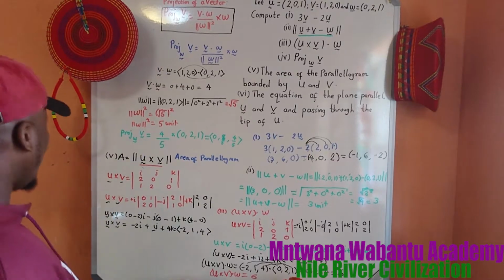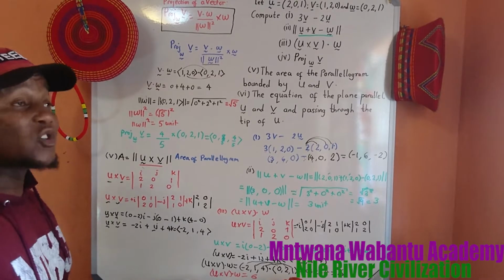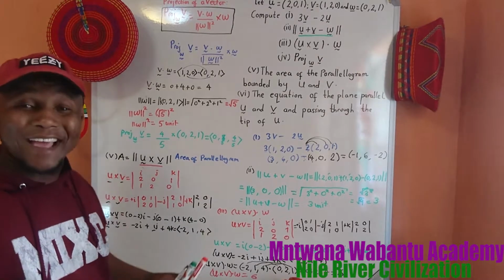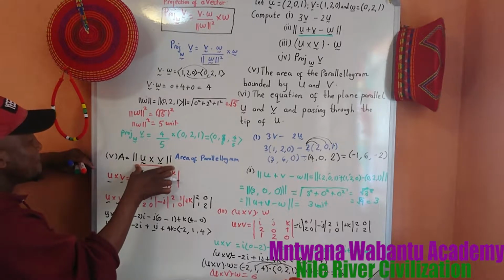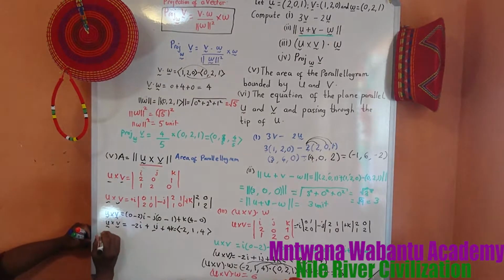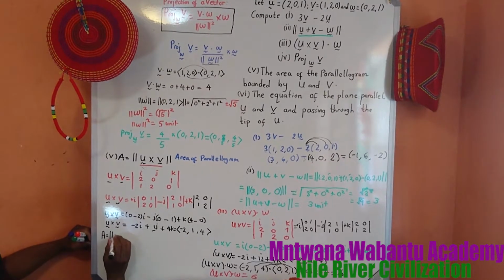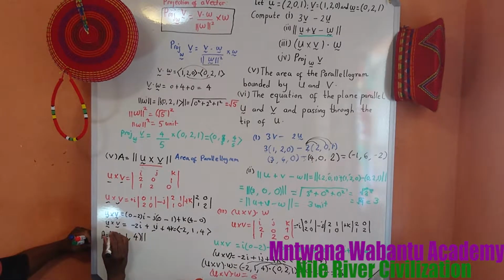But we don't want U cross V. We just want to get the area of the parallelogram bounded by U and V. This is how you're going to get it. We have to find the magnitude. If this is U cross V, then to get the area it has to be the magnitude of U cross V, just like how you say here. So U cross V is negative 2, 1, and 4.